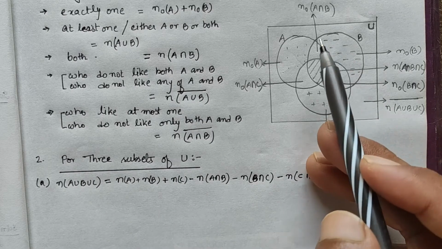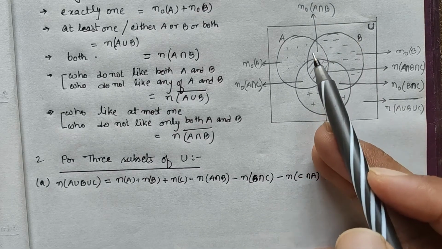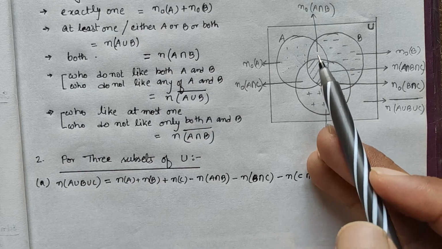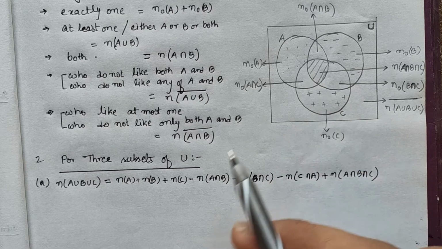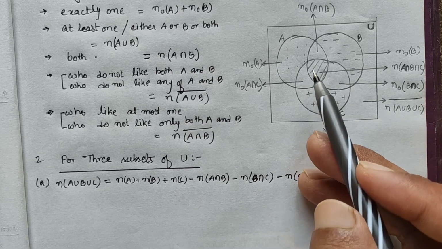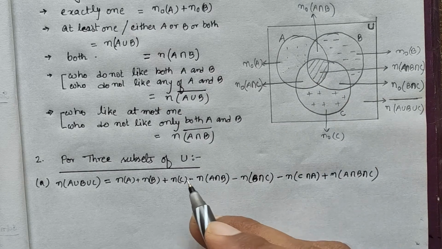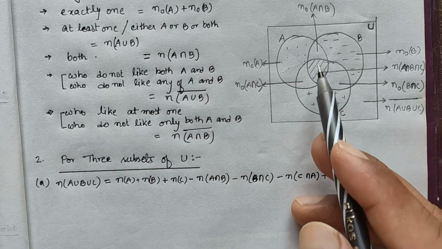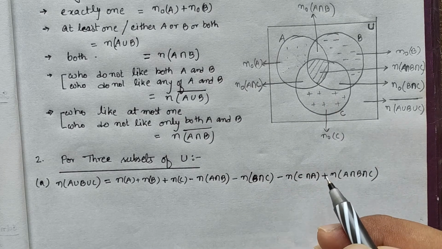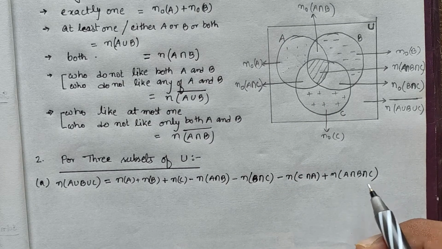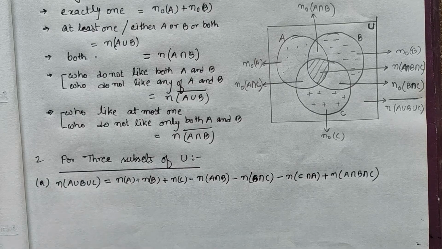n(A) plus n(B) plus n(C) means n(A) first, then n(B), and while we are adding n(B), this part is counted twice. And when we add C, again this part is added again. So we have to subtract the intersection parts, and since this part is subtracted, we have to add that part back. If you imagine this figure, then you can get this formula properly.